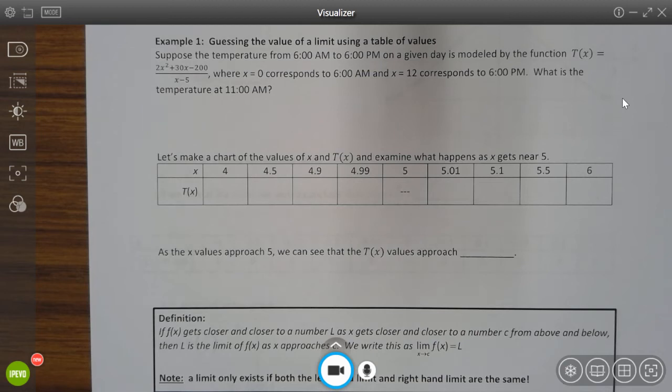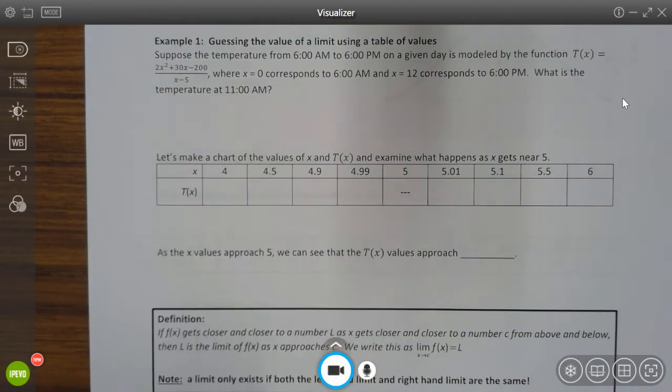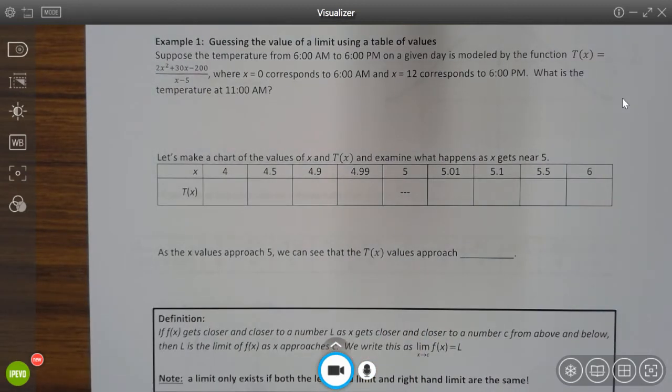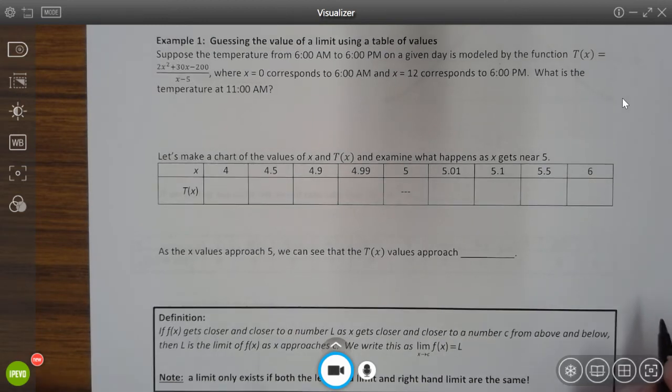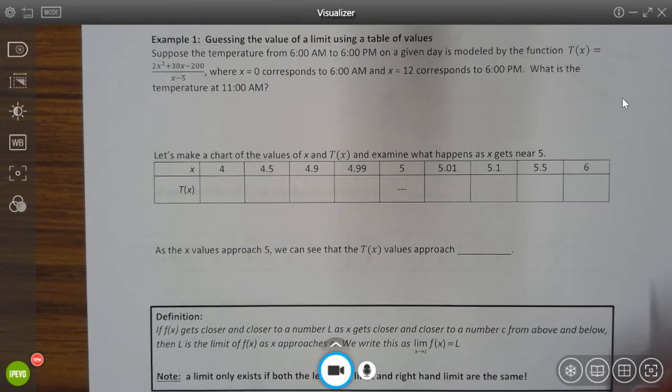So suppose the temperature from 6 a.m. to 6 p.m. on a given day is modeled by this function, t is equal to this whole rational function, where x is equal to 0 corresponds to 6 a.m. and x is equal to 12 corresponds to 6 p.m. So we want to know what the temperature is at 11 a.m.